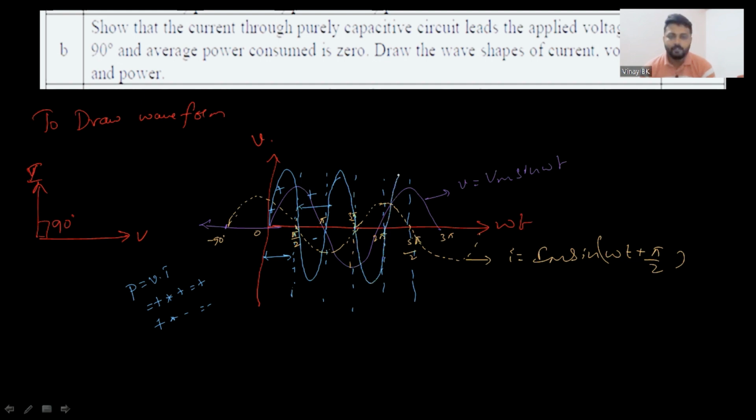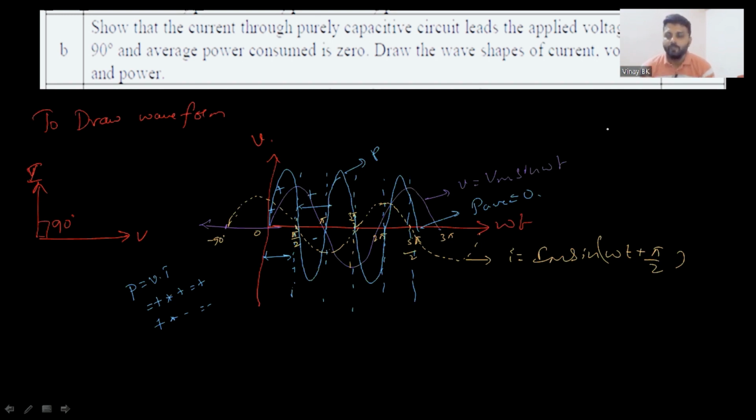That's it. This is P and the average power will be 0. Positive half cycle, negative half cycle, that becomes 0. P average equals 0. So this much you have to write in the examination.